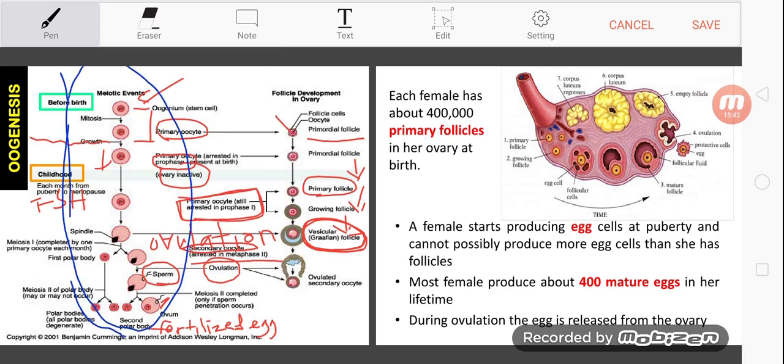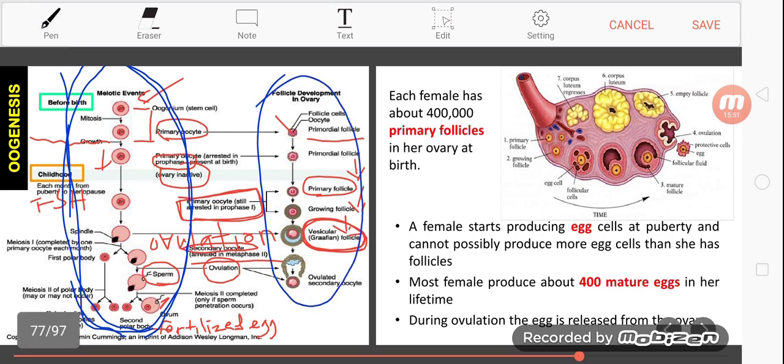During completion of oogenesis, follicle development also occurs. The slide on your right is the explanation in more wording about the points I elaborated before.